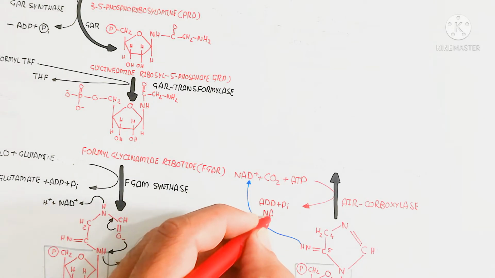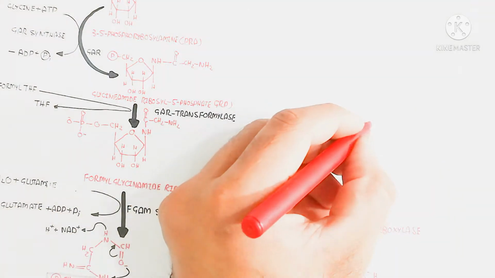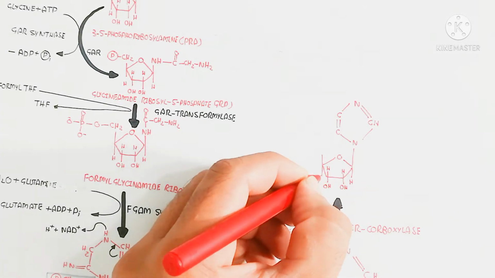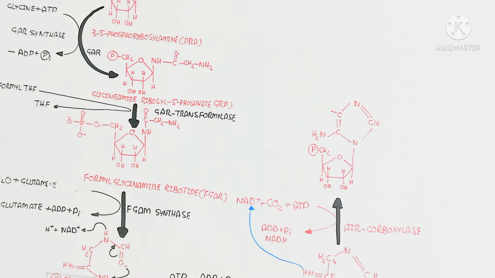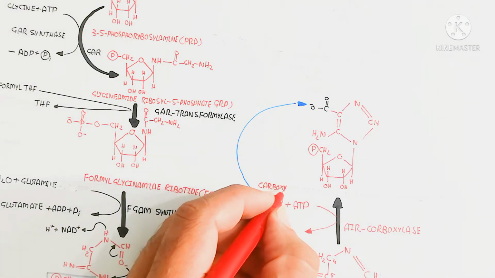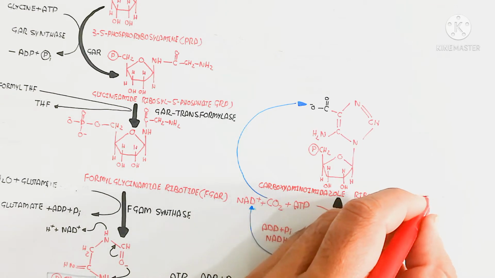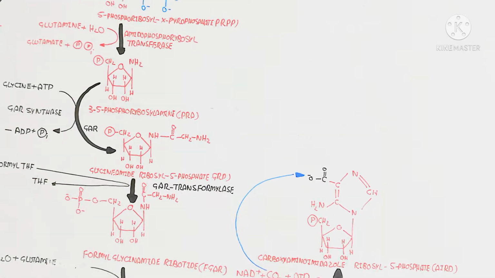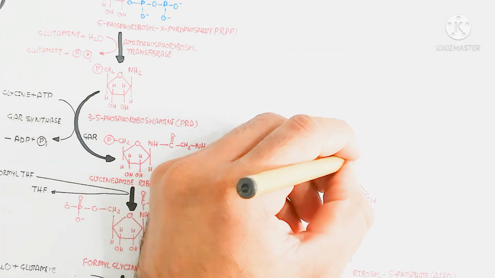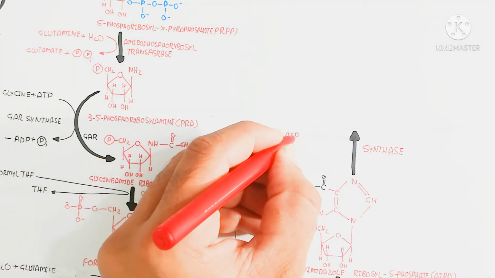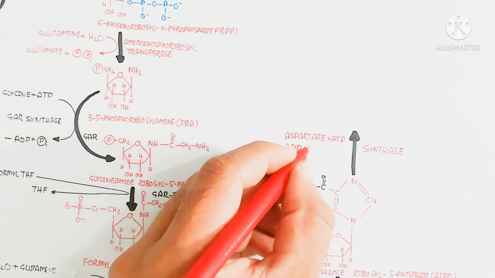On the other hand, here you can see the carbon dioxide and the AIR, where the AIR carboxylase enzyme is used, and the formation here is carboxyaminoimidazole ribosyl 5 phosphate. In this way the hydrogen will be accepted by NAD plus, and the carbon dioxide will bind with this, so carboxylation will occur. The ATP is used, so it is an energy requiring step.